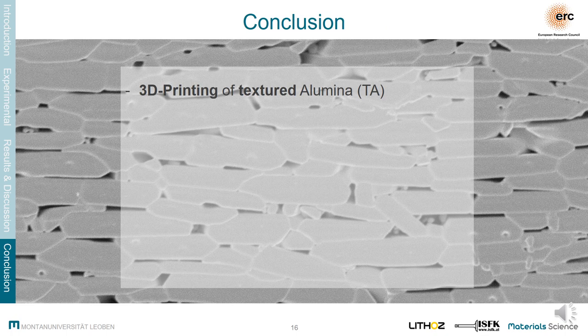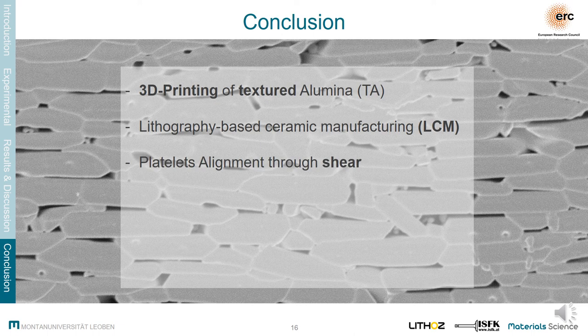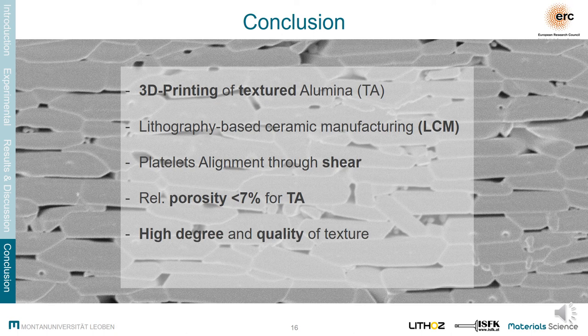Now I'm pretty much at the end of my talk. Just to conclude, we succeeded in fabricating textured alumina with 3D printing, reported for the first time by using lithography-based ceramic manufacturing. The platelets were aligned through shear forces and a relative porosity below 7% was measured for textured alumina, with a high degree and quality of texture and a high biaxial strength.